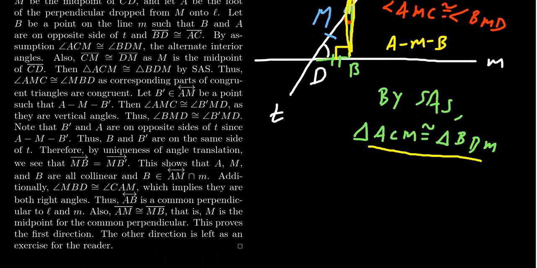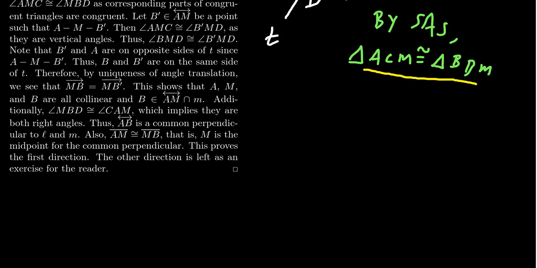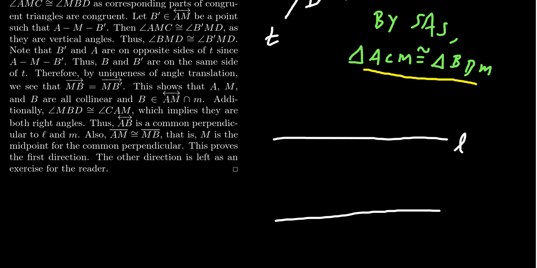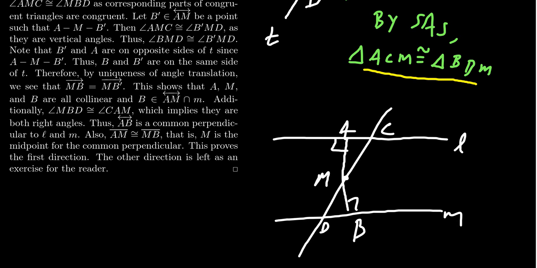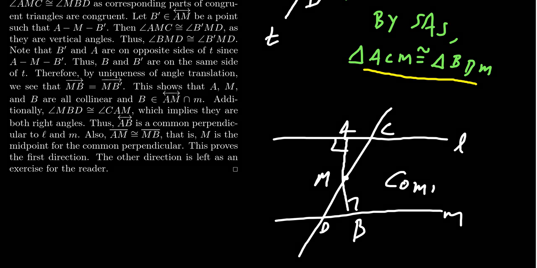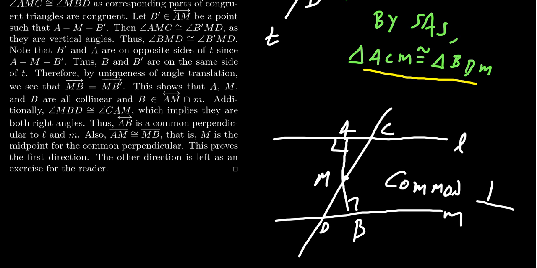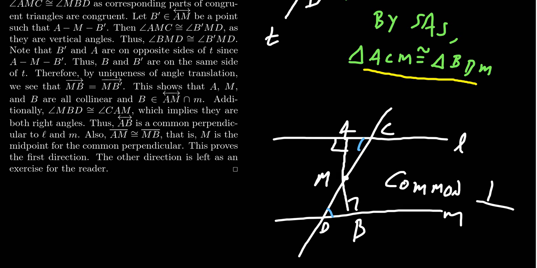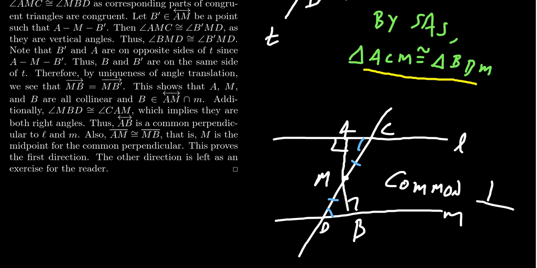So I'm going to slide this down a little bit so we can see the rest of the statement of the proof here. I'm going to redraw some of the picture without some of the extra fluff here. So we had our line L, we had our line little m, we had a transversal T where M was in the middle, and then we had this common perpendicular right here. So A, C, B, D, like so. And so we found a common perpendicular to L and m. And we started off with the assumption we had congruent alternate interior angles like so, right? But M was the midpoint of this transversal T to start off with.